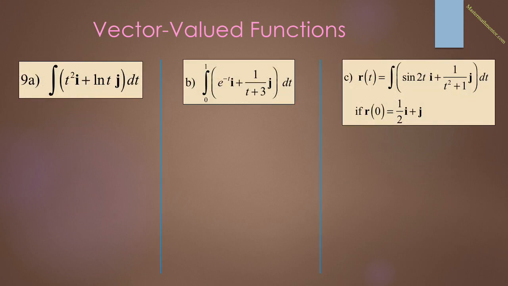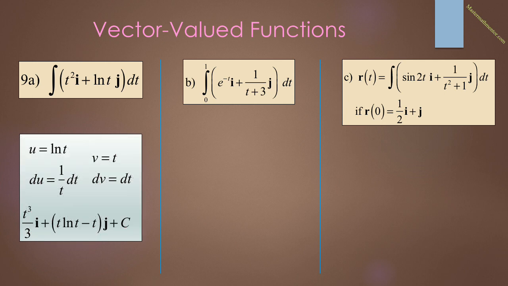In number 9, we are taking integrals and definite integrals of vector-valued functions. We simply take the integral of each piece, remembering that we do have a constant of integration, which will end up being a vector.